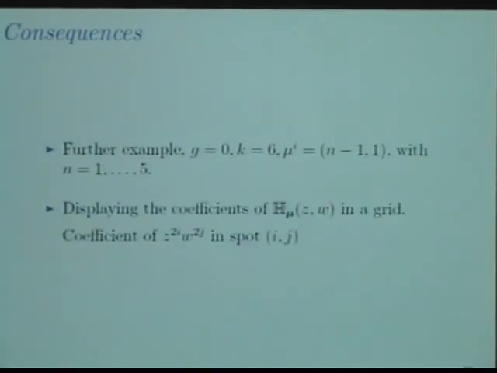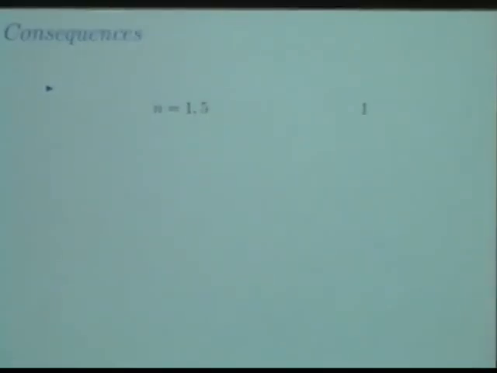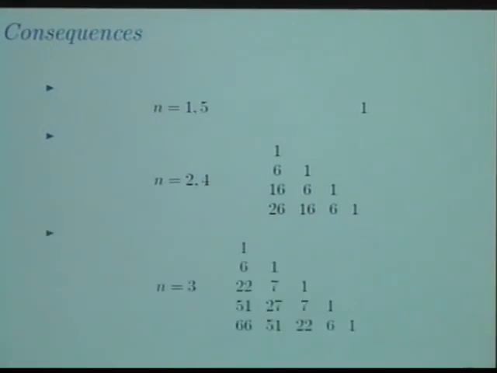And let me display the coefficients of this thing in a grid where I'm going to put the coefficient of z to the 2i, w to the 2j in the spot ij. It's a polynomial in z squared and w squared, so I don't lose anything that way. So if n is 1 or 5, we get that. If n is 2 or 4, we get this. And if n is 3, we get that.